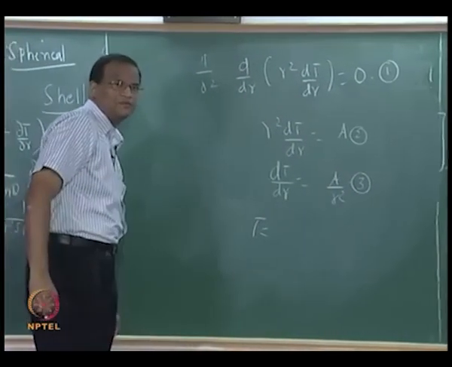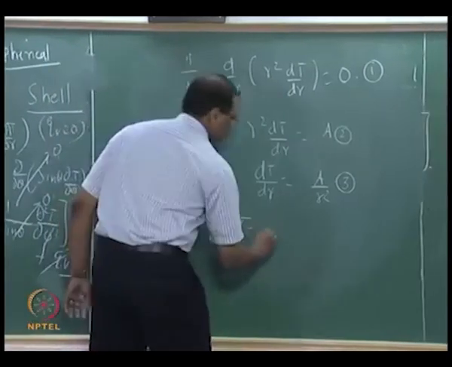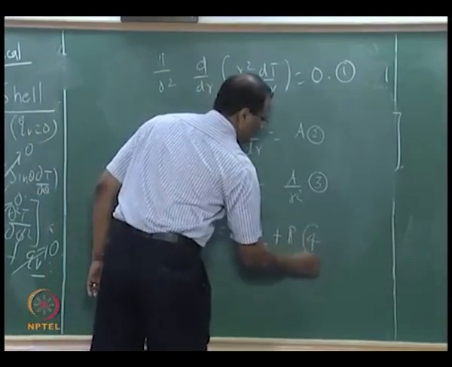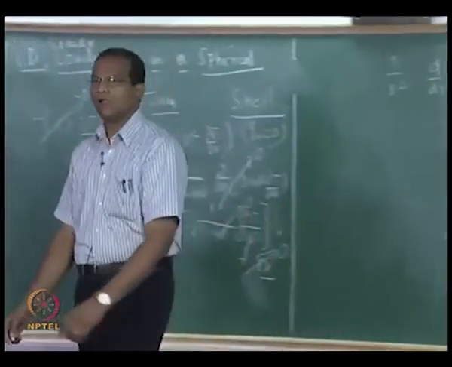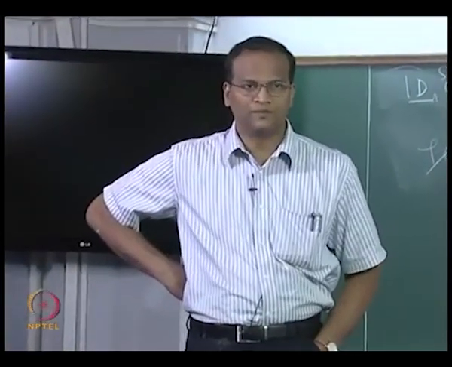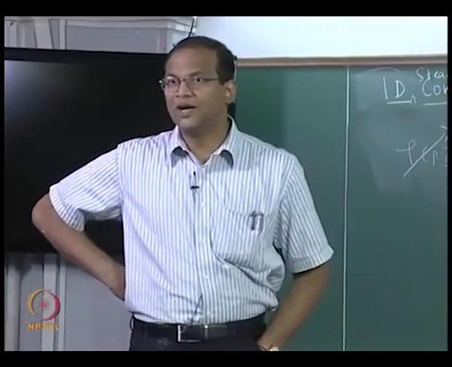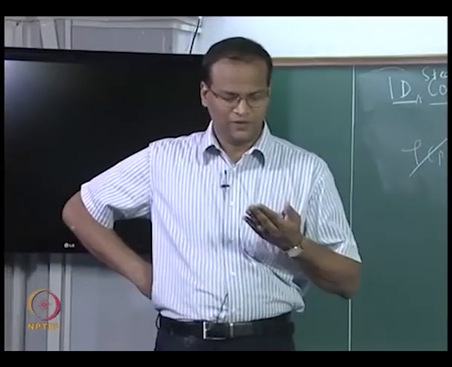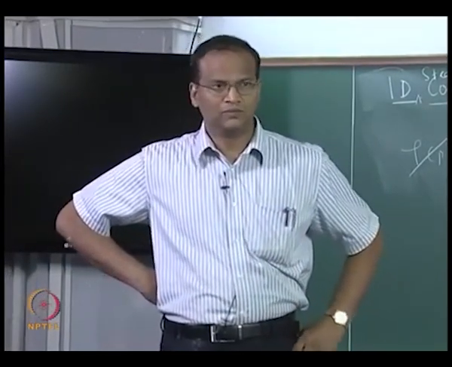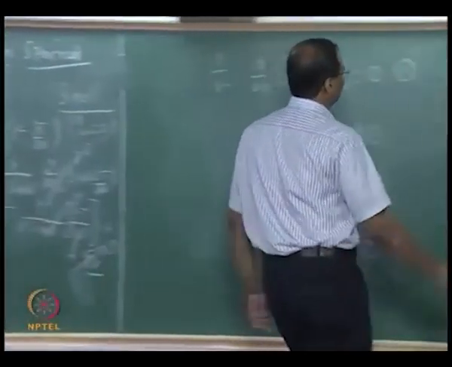Equal to minus A by r plus B. So you get the ln of r for the cylinder, we get 1 by r for the sphere. Okay. Now we will have to substitute. Let us take a spherical shell.